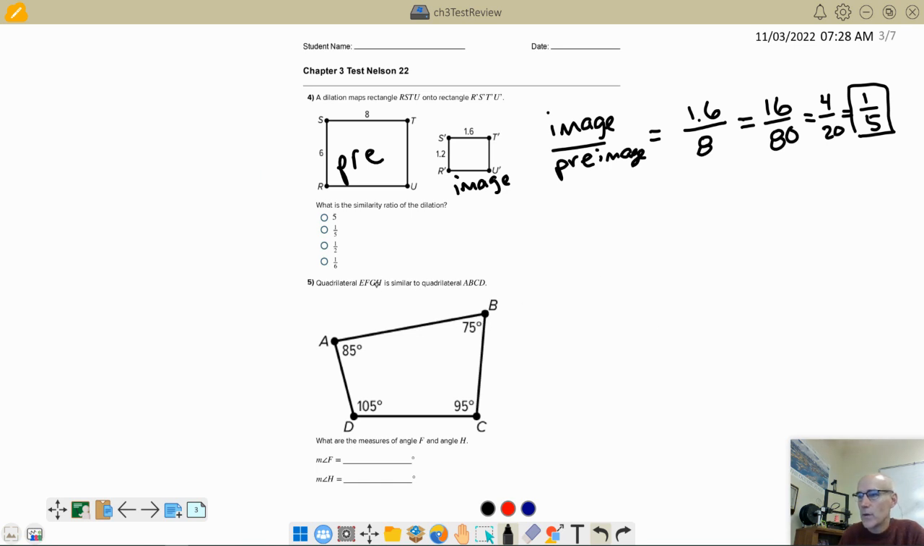Hey, this quadrilateral is similar to this quadrilateral over here. So that means that E corresponds with A, and F corresponds with B, and so on and so on. So when it says F, well, what does F correspond to? B. So B is 75 degrees. Okay. What does H correspond to? Let me change colors here. H is the fourth letter. D is the fourth letter. This is the kind of work I was looking for. D is 105 degrees, so 105.